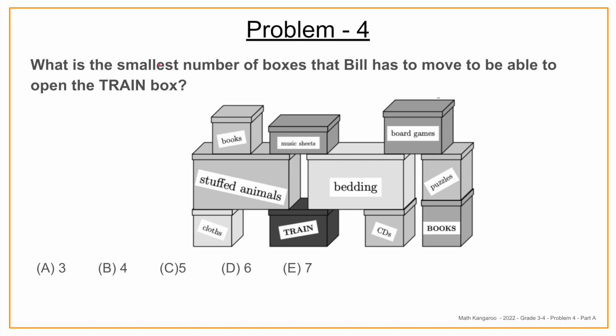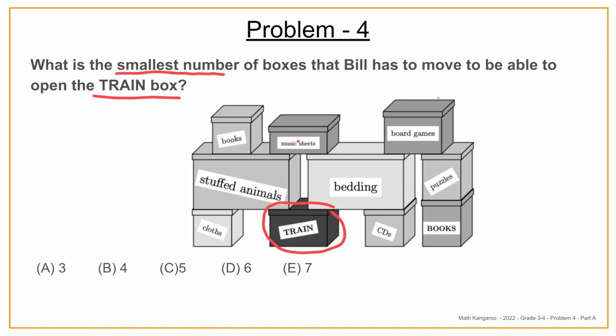Problem 4. What is the smallest number of boxes that Bill has to move to be able to open the train box? So we have to have the train box accessible and remove all the boxes on top of it. What is the smallest number of boxes Bill needs to move to open the train box? Let us find it out together.